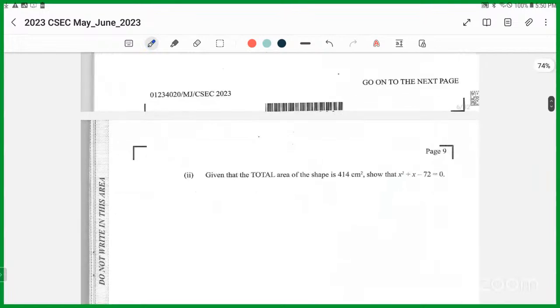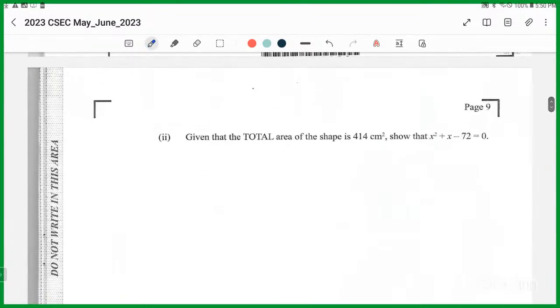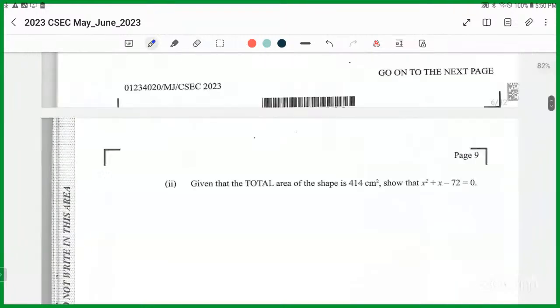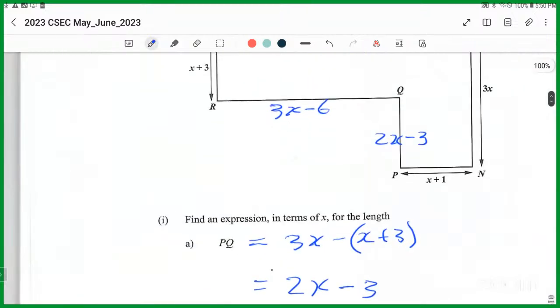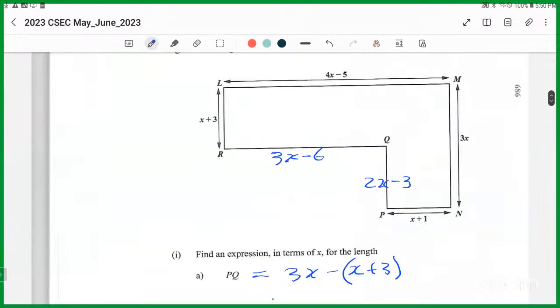Let's continue. The question says, given the total area of the shape, show that this equation is the result. To do this, we need to get an expression for the total area and put it equal to 414, and when you simplify it, it becomes this. So what's an expression for the total area? We need to divide up the shape, either across here, writing that area plus that area, or up here.